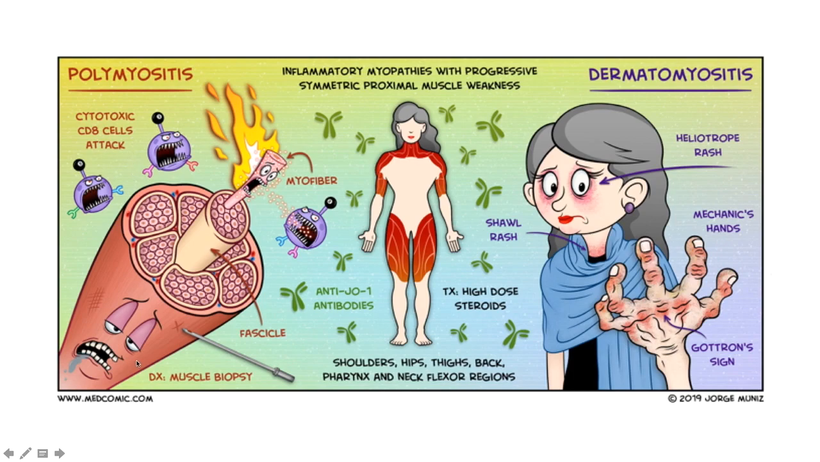Then if you do a muscle biopsy, which is the way you definitively diagnose polymyositis, you will see a cytotoxic CD8 cell predominance, and anti-Jo1 antibodies on serology.